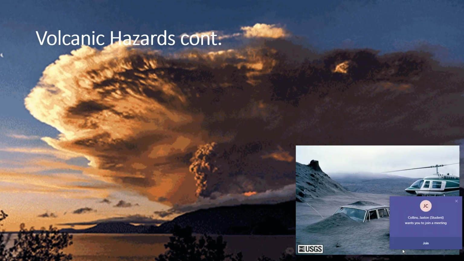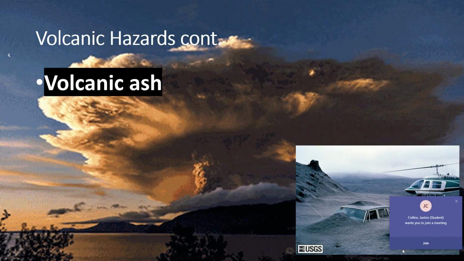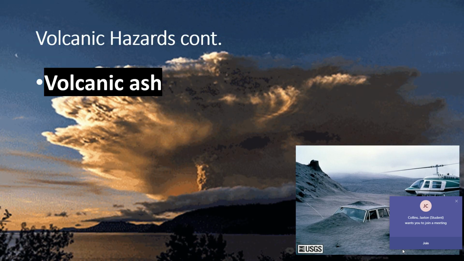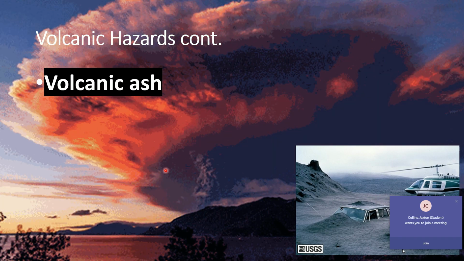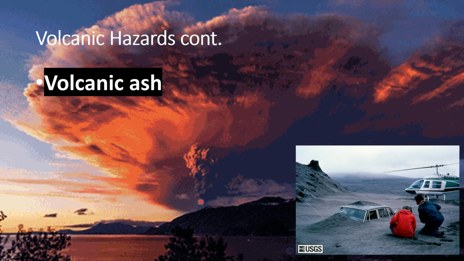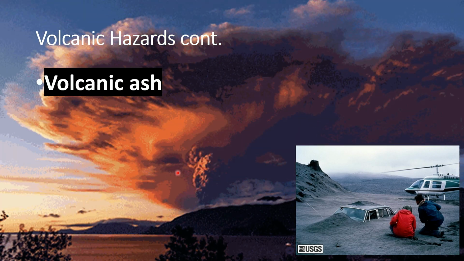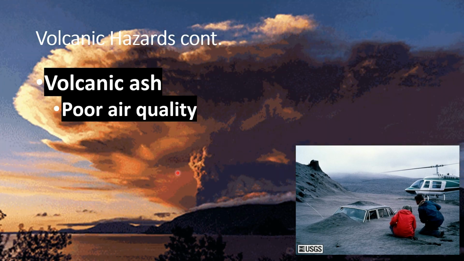So the next type of hazard associated with volcanic eruptions is volcanic ash. Volcanic ash comes from more stratovolcano eruptions. So you can see there's a stratovolcano erupting in the background here. It's spewing huge amounts of ash out into the atmosphere that's then getting carried away by the jet stream. Volcanic ash is really dangerous because it creates such poor air quality.